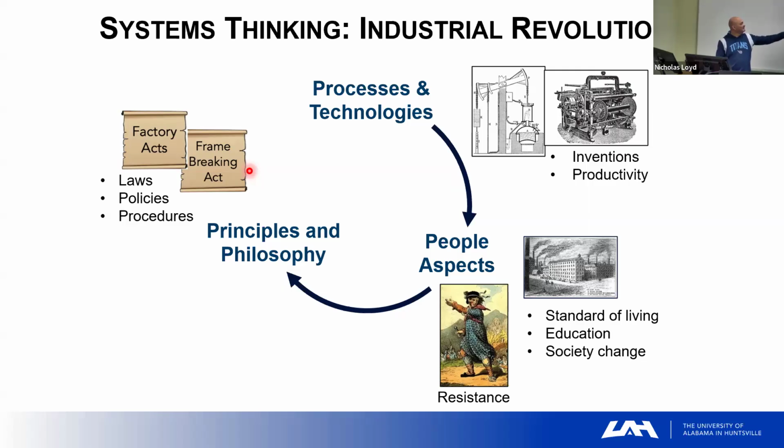All of that eventually led to a series of laws called the Factory Acts. Hey, maybe we need to limit how long we're working people, especially kids, and maybe we shouldn't send kids under machines to do maintenance just because they have smaller, skinnier fingers. Those laws came about because of the people aspects that happened because of the processes and technologies, and those became the guidelines around which we started to engineer and design new processes and technologies for the next 100 years. So now we've got new guidelines.